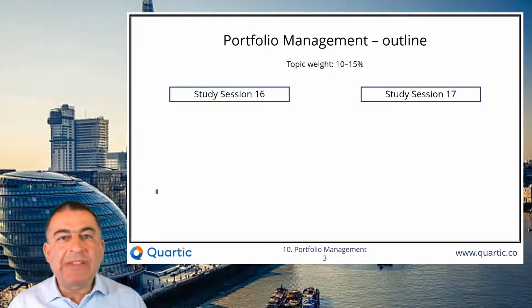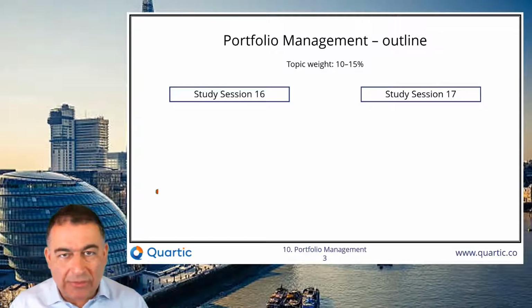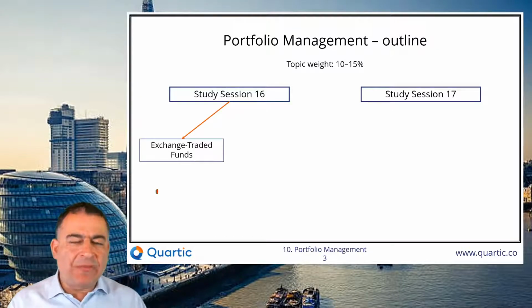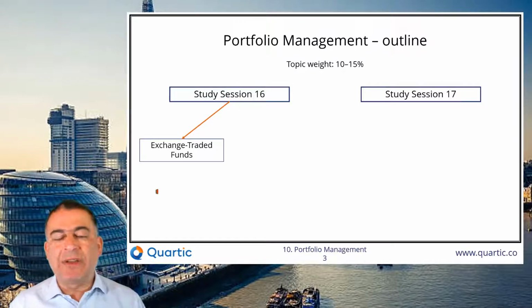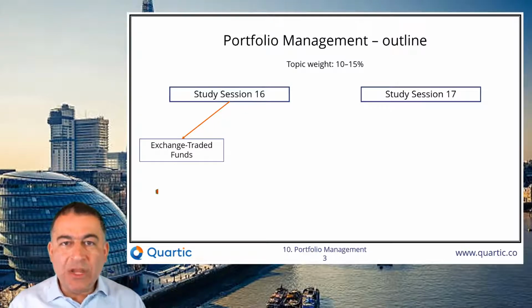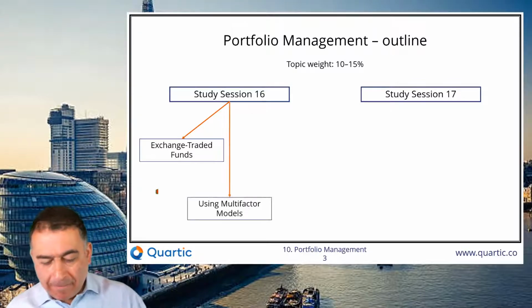We've got 6 readings, 10 to 15%, up to 18 questions in your exam. And most of the readings are quite challenging. So we begin with actually a fairly straightforward one: exchange traded funds, ETFs. What are they? How do they work? Couple of calculations on them, but overall a reasonably straightforward description of a very commonly used investment vehicle.